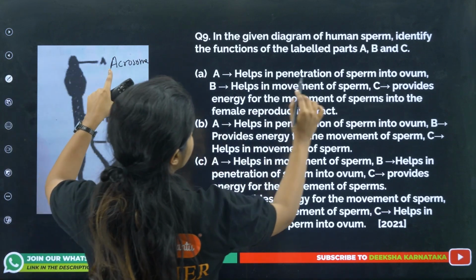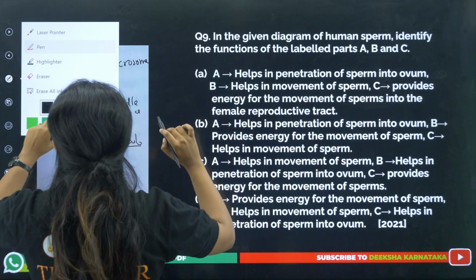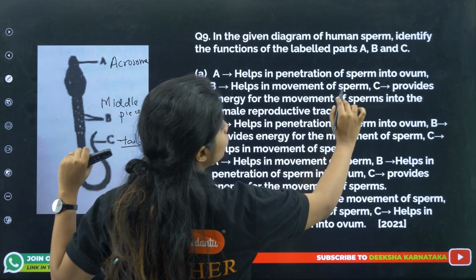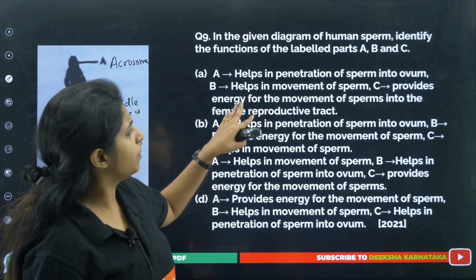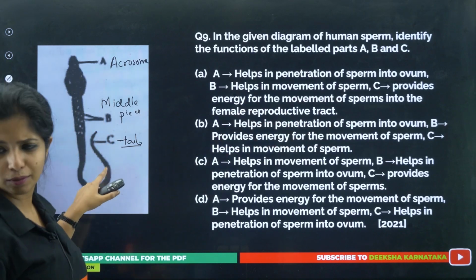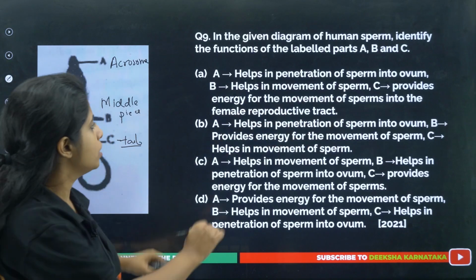So A helps in penetration of the sperm. This is correct. B helps in movement of the sperm. Is B helping in movement of the sperm directly? And C provides energy for the movement. Does C provide energy? Is it the opposite way? No. So this option is wrong.